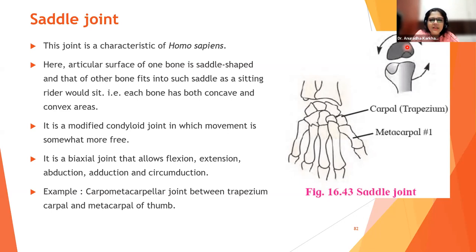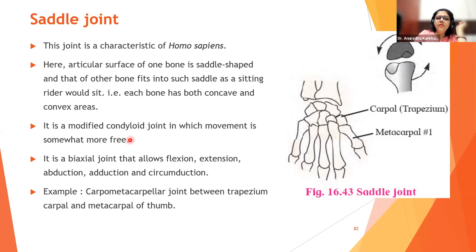Carpo-metacarpal joint means the joint between the carpal and the metacarpal, between the trapezium carpal and the metacarpal of the thumb. This is the carpal, this is the metacarpal, and the joint between them is your saddle joint. Here we have the condyloid joint, between the radius and ulna, and here we have the saddle joint. So did you understand? Very minute difference. Here condyloid, here saddle. Clear? Any difficulty? No confusion?